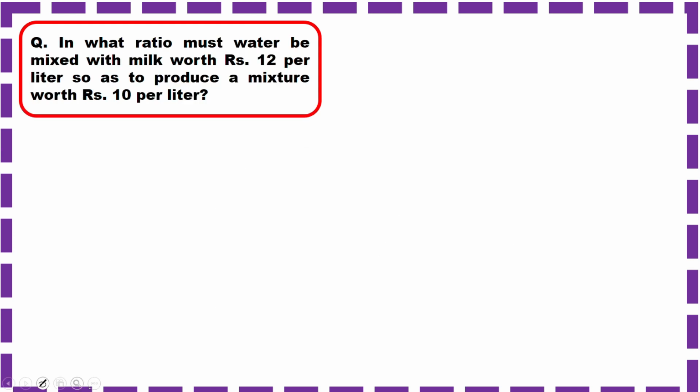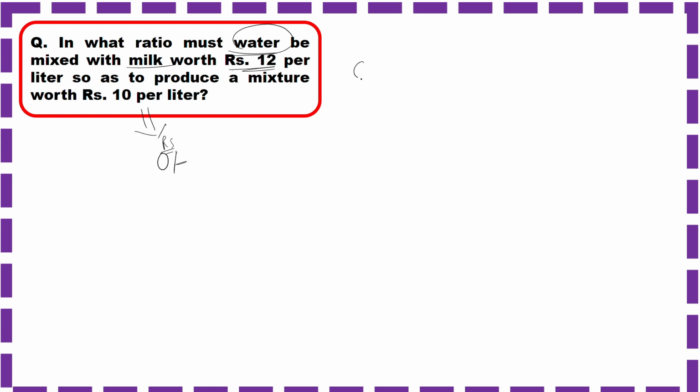In what ratio must water be mixed with milk worth 12 rupees per liter, so as to produce a mixture worth 10 rupees per liter? Here what is the price of milk? The price of milk is 12 rupees per liter, but we do not know the price of water. So what can we do in these situations? In these situations, we can assume the price of water to be 0 rupees, because we can assume water to be free of cost. So if we assume like this, then which one will be cheaper, water or milk?